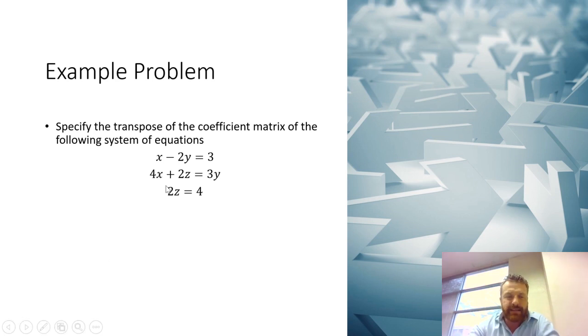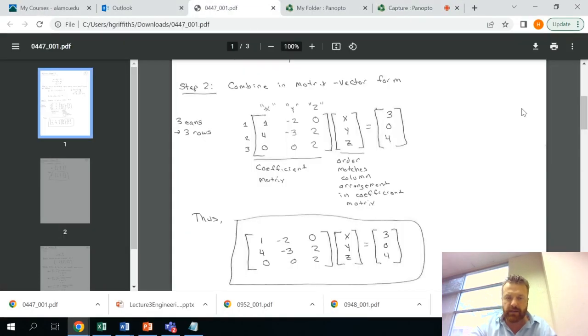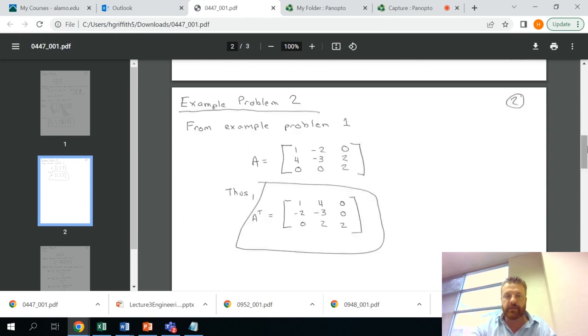So thinking back to that system of equations that we worked on in the last module, remember that when we did our actual solution, this is the result that we got. The coefficient matrix at row 1 was 1, minus 2, 0. Row 2 was 4, minus 3, 2. Row 3 was 0, 0, 2.